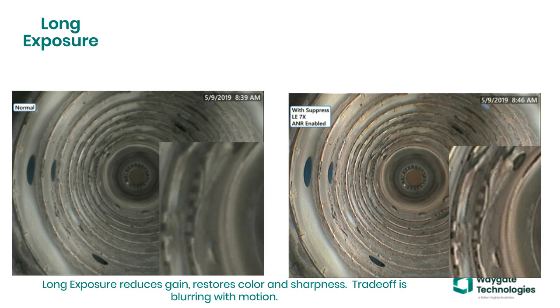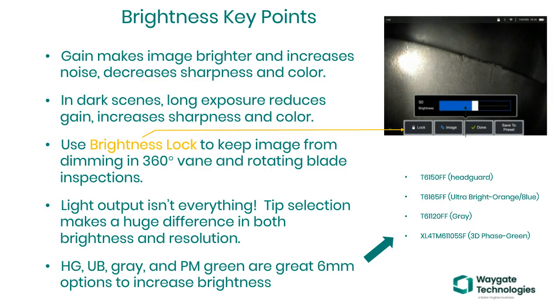That concludes our section on brightness. Let's look at some key points. Gain makes images brighter, but reduces sharpness and color. In dark scenes, long exposure can reduce gain and increase sharpness and color. For scenes that create a situation where the camera is constantly adjusting to different scenes, MVIQ has a brightness lock to hold the brightness constant. This can be useful when inspecting rotating blades, as an example. Make sure the correct tip optic is chosen for the job. It can make a huge difference. Several of our brightest tip options are displayed here.